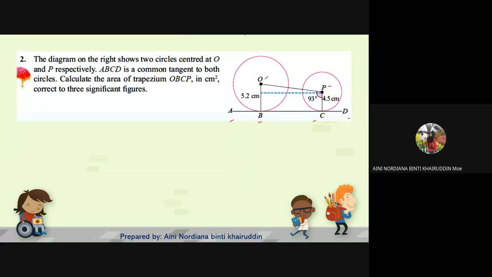Okay. So, this angle here is 3 degrees because this is 90 degrees. So, 93 degrees minus 90 is 3. So, you can use trigonometric ratio to calculate the length of BC. Length here is 0.7, which is 5.2 minus 4.5.